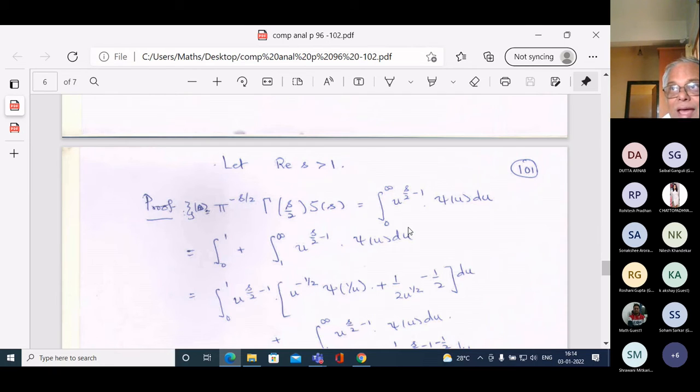So I have a problem at 0 and infinity. So I try to solve the problem at 0 first and the problem at infinity separately. So I break it up into 0 to 1 plus 1 to infinity. Okay. Now the part from 0 to 1, of psi of u.